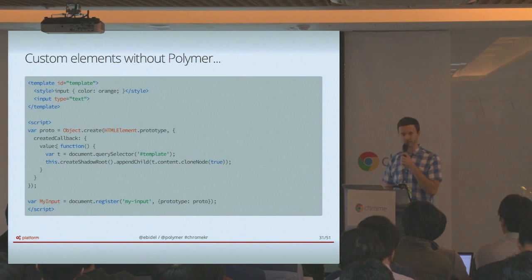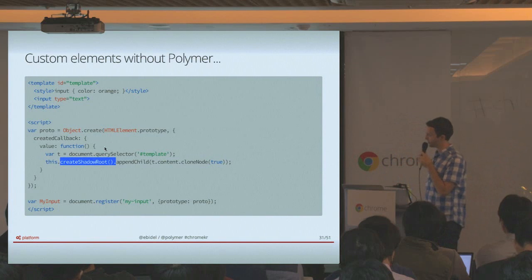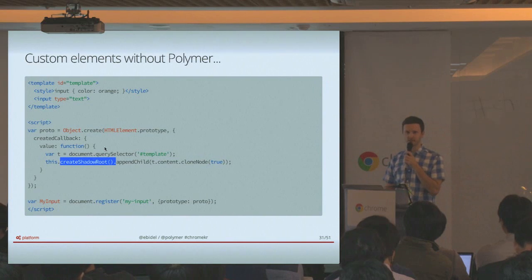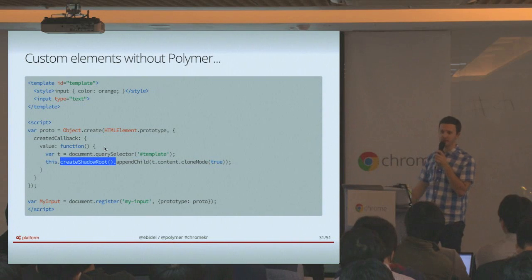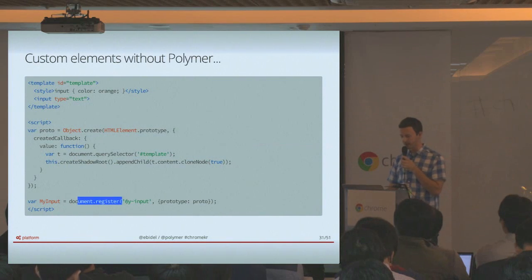You write a prototype object. You create a shadow root, right, using the shadow root API for this. And it's kind of messy, right? This is very repetitive. If you're implementing a web component, you'd have to do this each and every time. And then you call document.register at the bottom here.